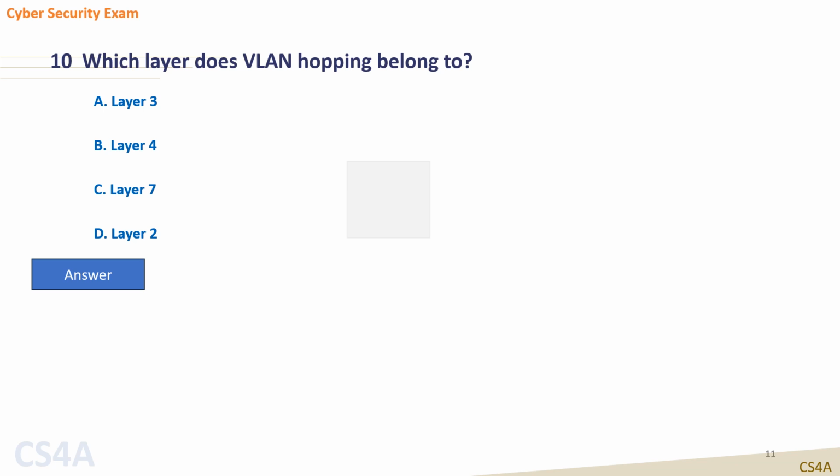So here the question is, which layer does VLAN hopping belong to? So what is VLAN hopping? VLAN hopping is a method of attacking the network resource of the VLAN by sending packets to a port not usually accessible from an end system. So usually VLAN basically works on which layer of the OSI model? It works on layer 2. So VLAN hopping also belongs to layer 2 of the OSI model. So the answer is D.